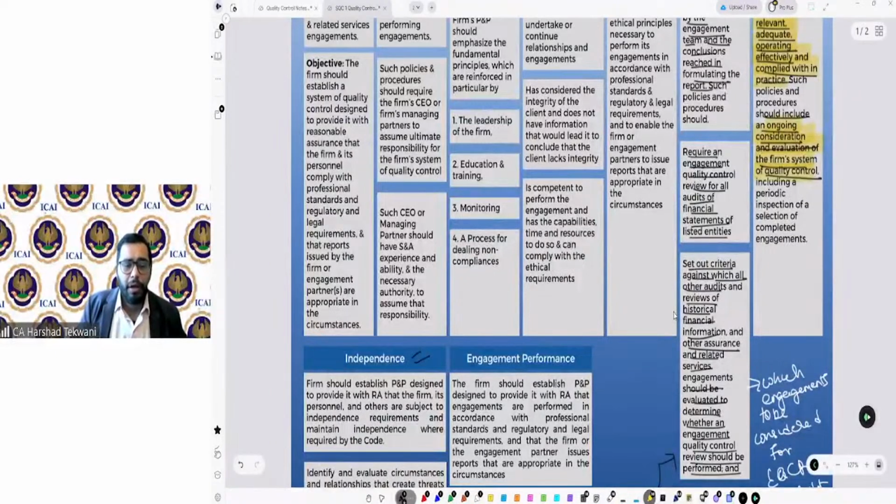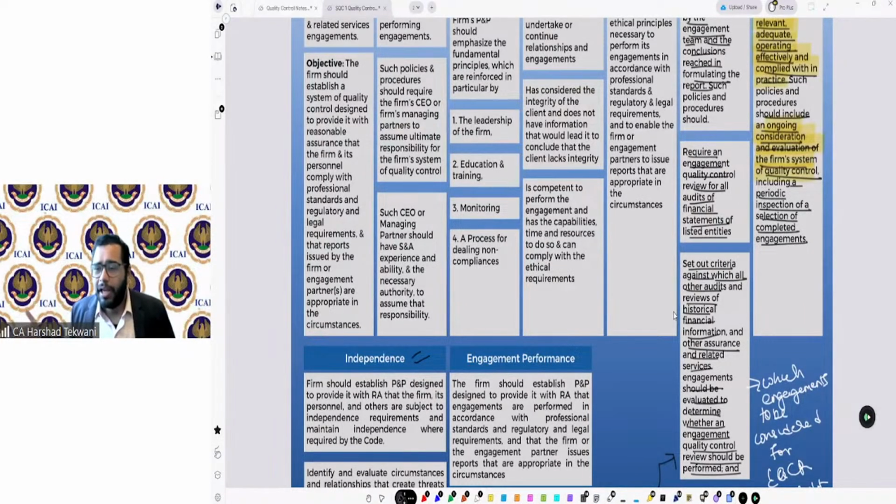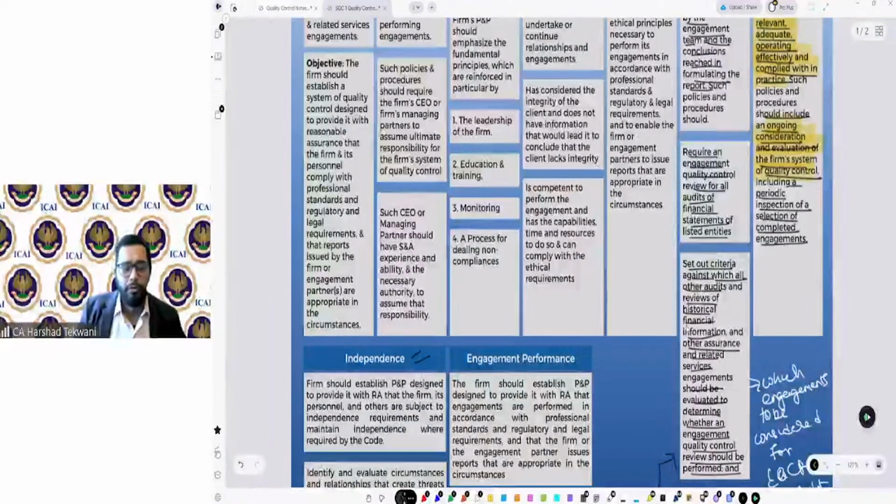And a periodic inspection of a selection of completed engagements means you are required to see continuously the compliance with the policies and procedures, plus take some audit engagements and check whether the policies and procedures have been complied with or not.